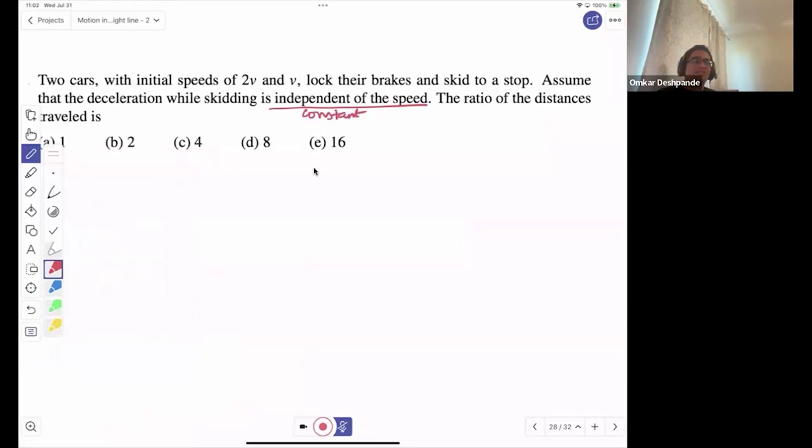Actually, you can ask the same question in the following way. You are driving along a highway at a speed v and you slam your brakes, you come to a halt after a certain distance, right? Skid to a halt after a certain distance. Skid means the car is slipping on the road and it comes to a halt. What if you are going at double the speed? After how much distance would you come to a halt? What's the ratio of the two distances?